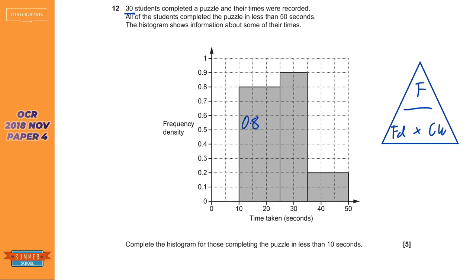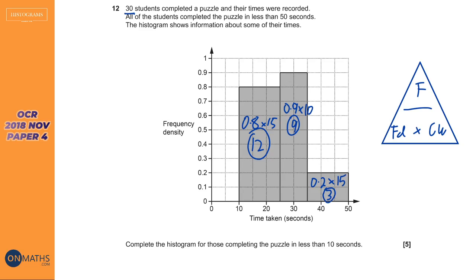So this first one, the frequency density is 0.8. The class width is 15. So we just times those together. So we do 0.8 times 15, which is 12. Next one, we've got a frequency density of 0.9. We've got a class width of 10. So that's obviously going to be 9. And then this last one, frequency density 0.2. And the class width is 15, so 0.2 times 15, and we get 3.